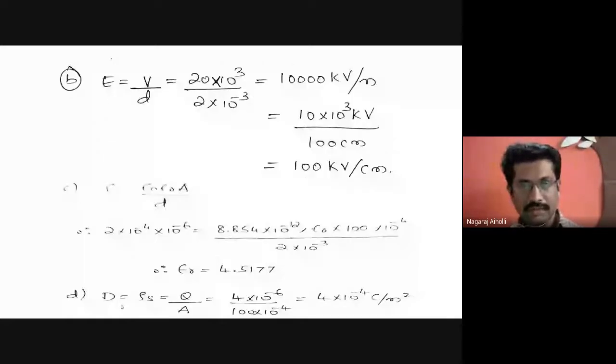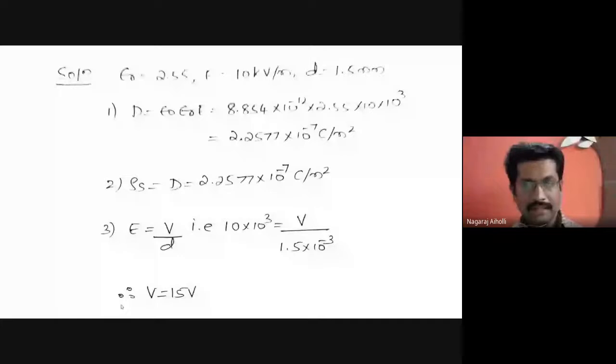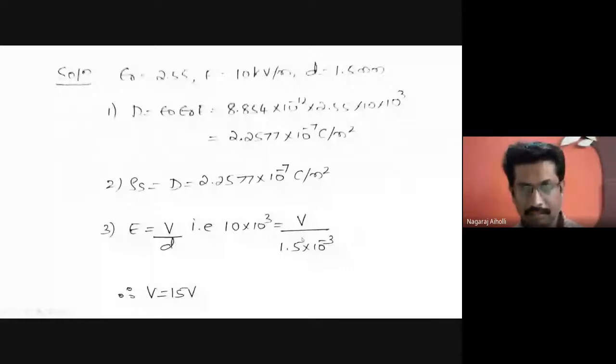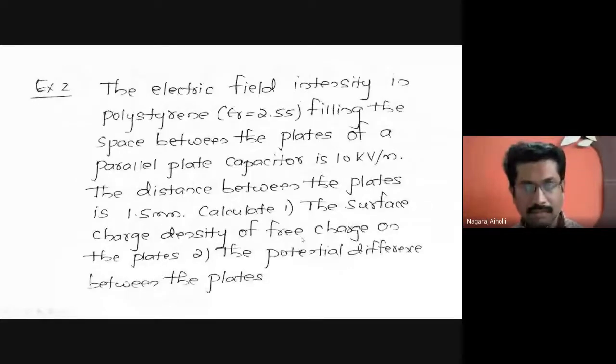So if we use that equation E is equal to V by D, then substitute the value of electric field intensity, right? And then the value of distance. Electric field intensity is given 10 kilovolt per meter, 10 into 10 raised to 3 volt per meter. Okay, and D, distance between the plates, it is how much? 1.5 millimeter. So what is the conversion between millimeter to meters? Millimeter to meter.